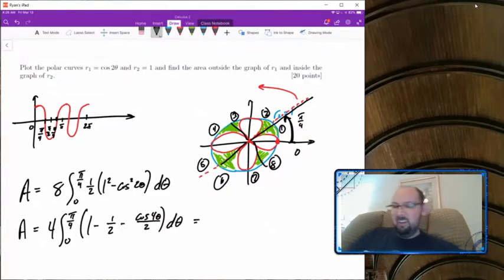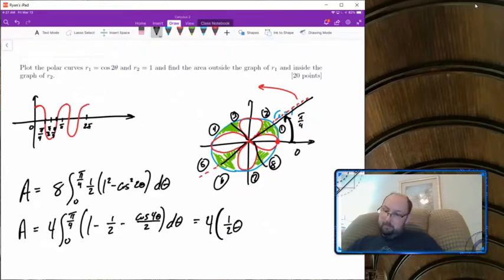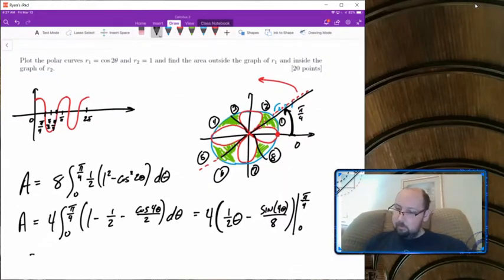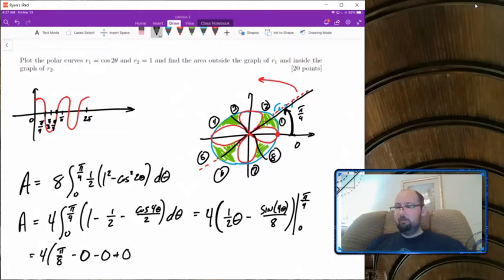which makes this doable. So if I integrate, I get 4 times 1 minus 1/2 is 1/2, so 1/2 theta. With the cosine, I'll have to divide by 4 when I integrate, so I'll get sine of 4 theta over 8. Need to plug in pi over 4 and 0. So this will be pi over 8 minus sine of pi, which is 0. When I plug in zeros, I get zeros. Altogether, it is pi over 2.